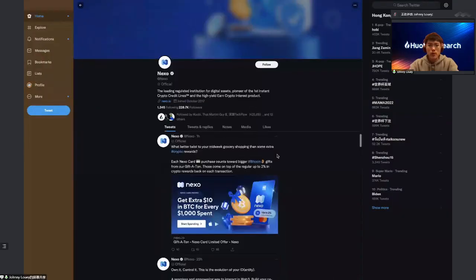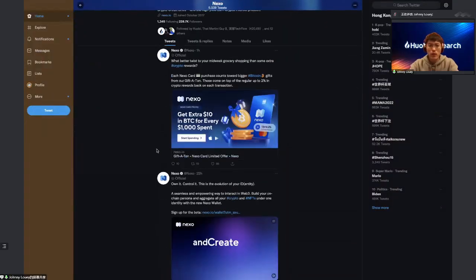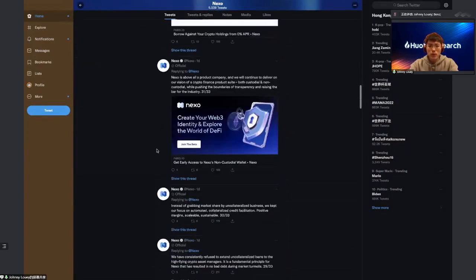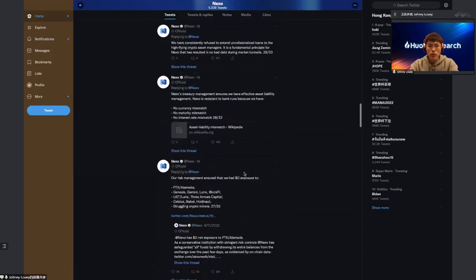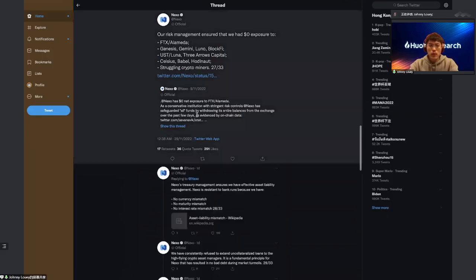I want to show this tweet because they break down their business model and they're trying to explain to the customers how they're going to be able to pay back their purchasers. So here, Nexo. Can you see the share screen, Benz? Yep, yeah. So the tweet is here. Wait a minute, it's here. Okay, not this one.